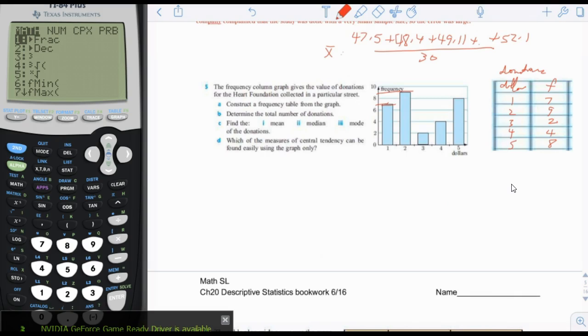Determine the total number of donations. Okay, so we could just add up the frequencies here. That would be 7 plus 9, which is 16, plus 2 is 18, plus 4, 22, plus 8, 30. Wow, they really like the number 30 in this sheet. So 30. Find the mean. Okay, so we're going to take the total 30.